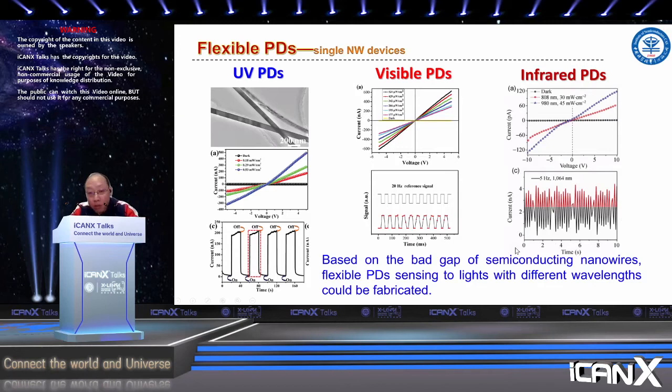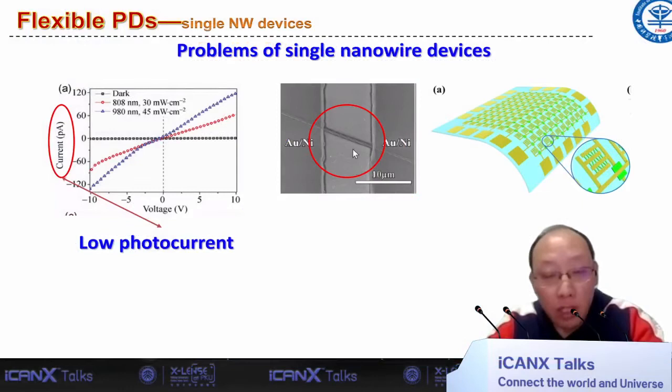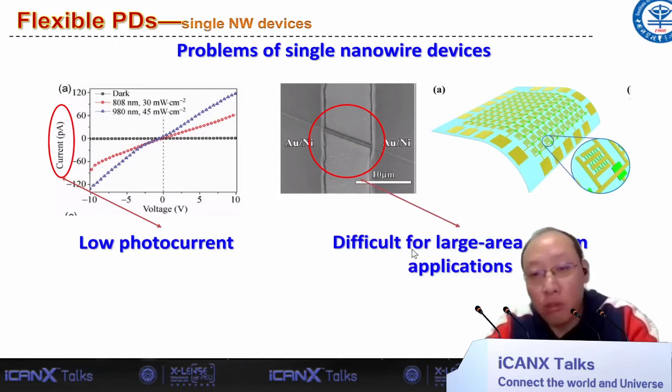As I just said, with single nanowire devices we can get much information, but there are some big problems related to single nanowire devices. The first one is that, as you can see from these curves, most of the single nanowire devices have very low photocurrent. Another problem is that we can make one single nanowire device, but for real applications we need photodetector arrays, which means we need many devices with these nanowires. For single nanowire devices, it's easy to make one device, but to make device arrays is very difficult. That means it's very difficult to make devices for large area system applications. Those are the two big problems related to single nanowire devices. How do we resolve these problems?